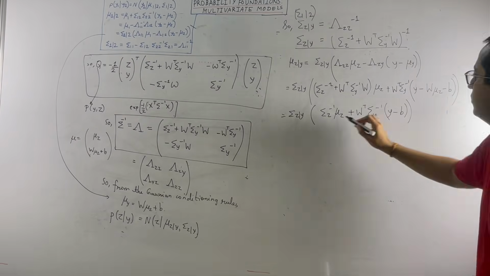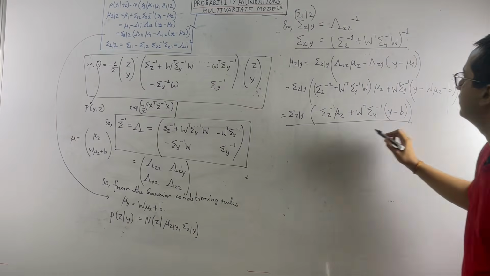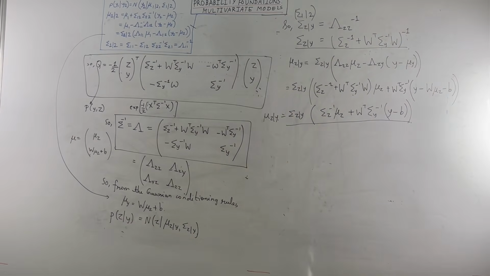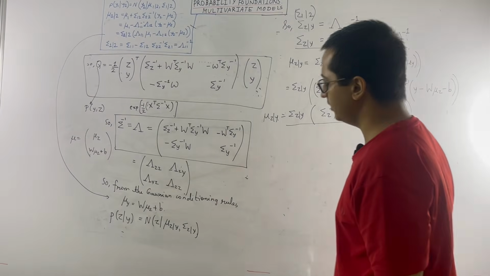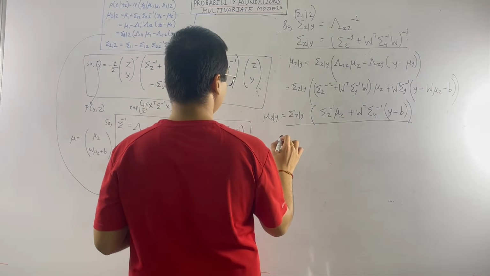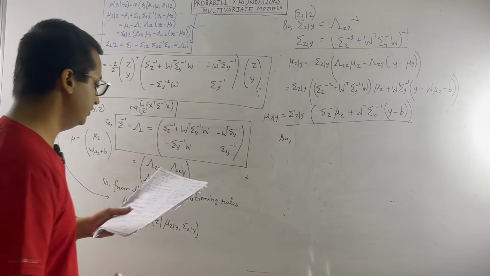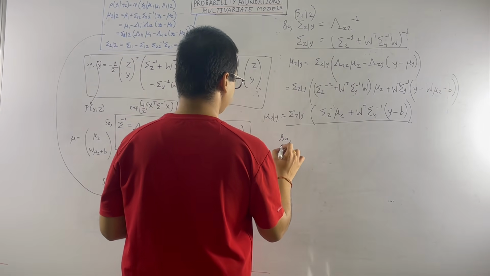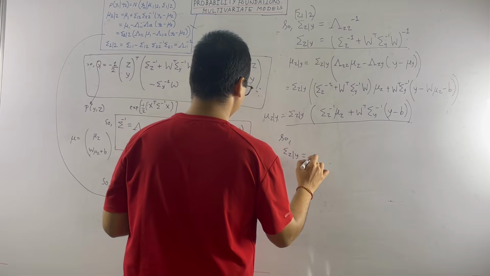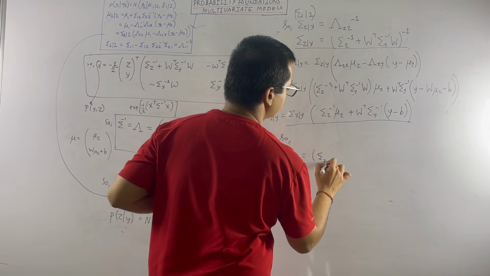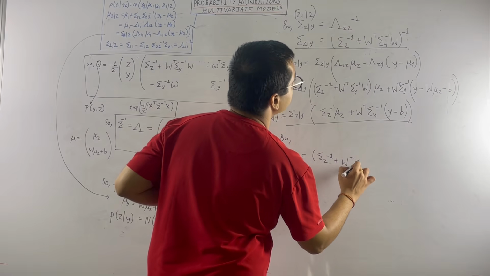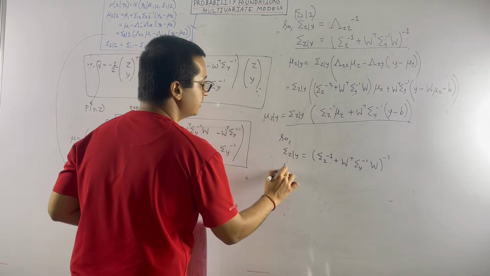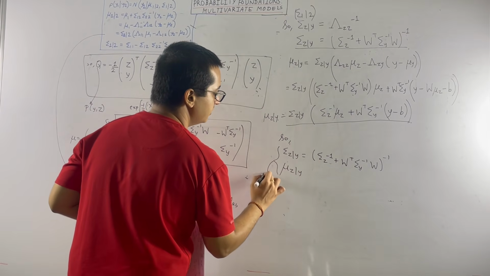Okay. This is what you get for the mu z given y. Okay? So we derived the expressions, right? So finally what did we get? So what can I write? So we can write the final expression: sigma of z given y is equal to the term sigma of z inverse plus w transpose sigma y inverse w, whole inverse. So the posterior covariance and the posterior mean.